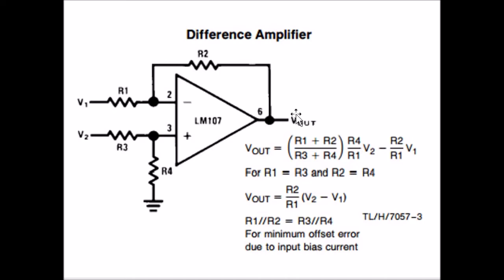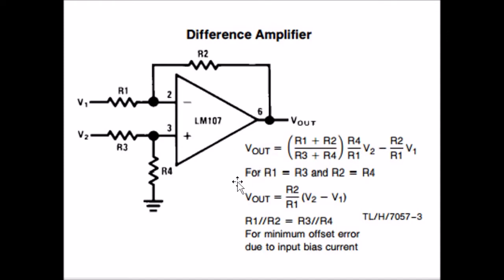The V out formula is (R1 plus R2) divided by (R3 plus R4), into R4 divided by R1, into our input terminal V2, minus V1 times R2 divided by R1. So this is our output equation.